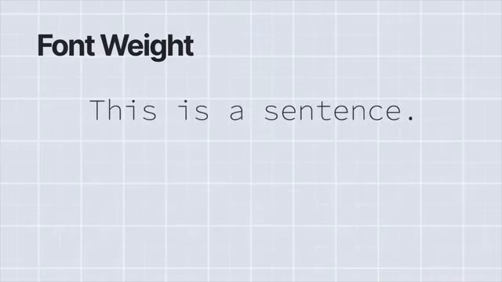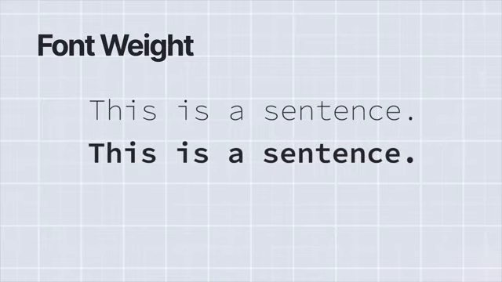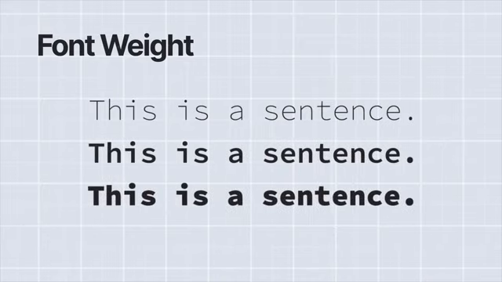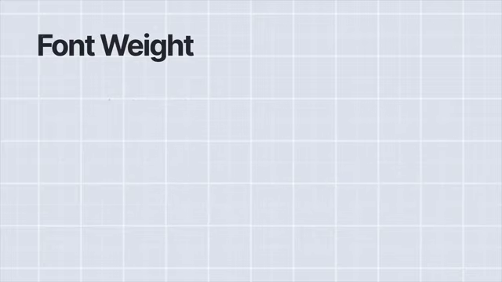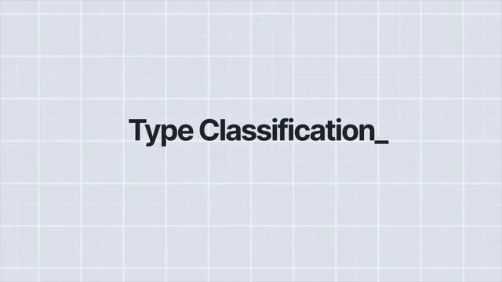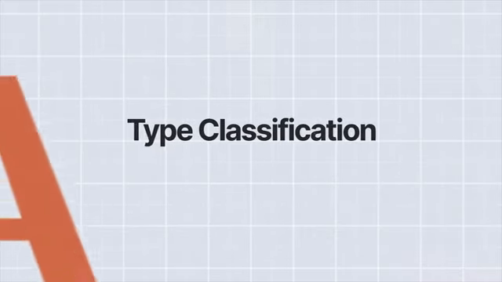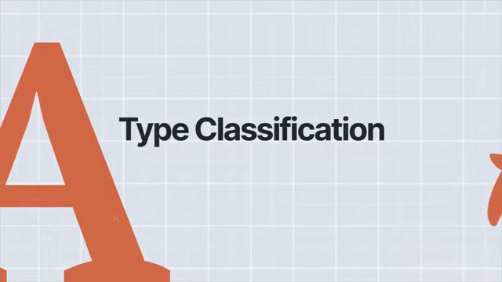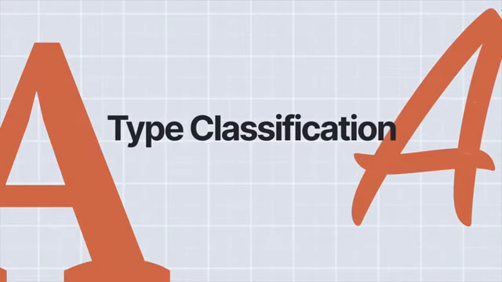Weight is the overall thickness of a typeface's stroke in any given font. The most common weights are regular and bold, but weights can cover extremes from the very light to the very heavy. With a weight axis in variable fonts, that number is effectively unlimited. Let's talk about type classification. Knowing the different typeface categories is essential to identify them historically and distinguish them visually.